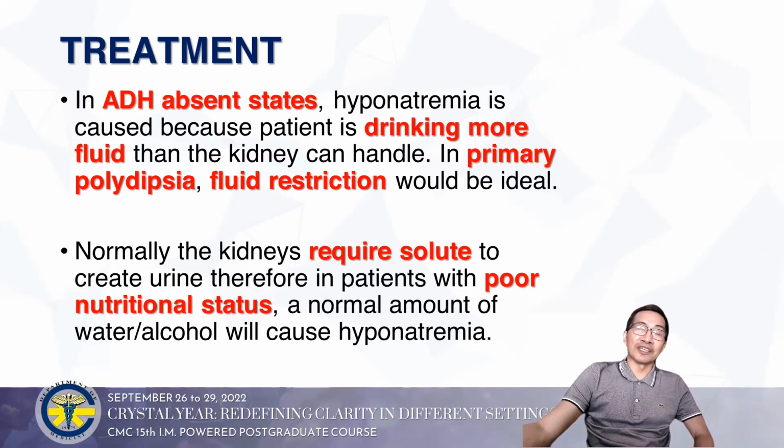And here, in which case, the solution would be to restrict fluids. Normally, the kidneys will require solutes to create urine. So the problem there is that in patients with poor nutritional status, you expect hyponatremia, and a normal amount of water or alcohol will cause hyponatremia in these patients.